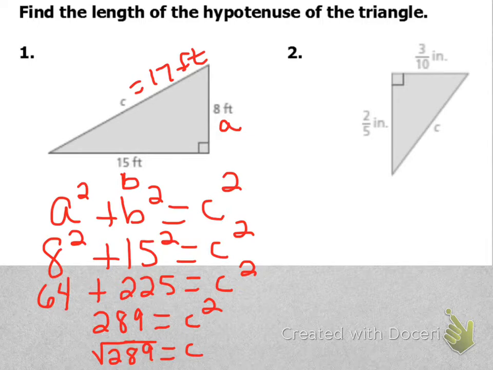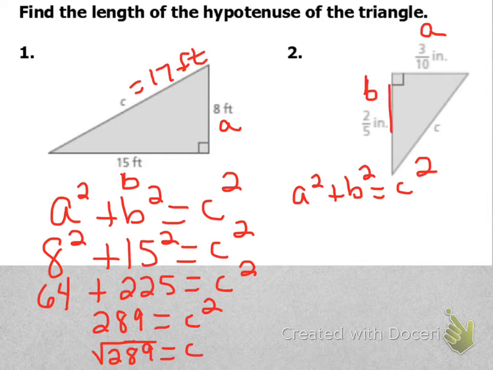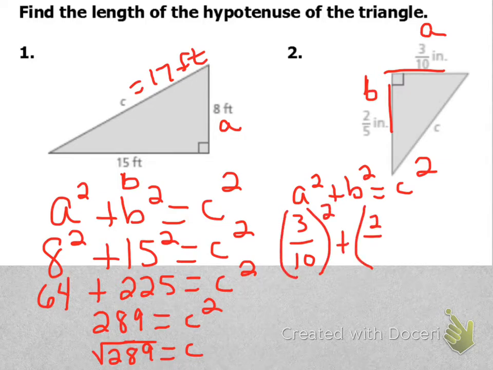When you have fractions, you're still going to follow the same formula. So a squared plus b squared equals c squared. Doesn't matter what we call the a and the b. I'm just going to label them, as long as they are legs. Those are the two sides that make up the 90-degree angle. So I'm going to do 3/10, and I have to put that in parentheses and square it, plus 2/5 in parentheses and square it, equals c squared.